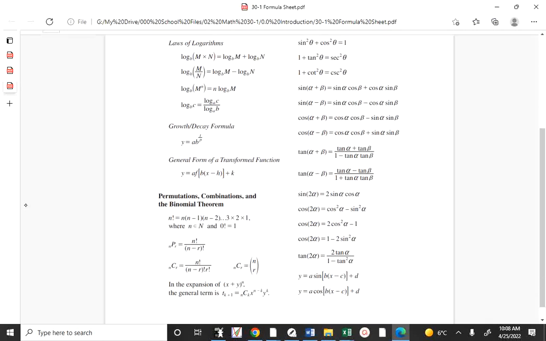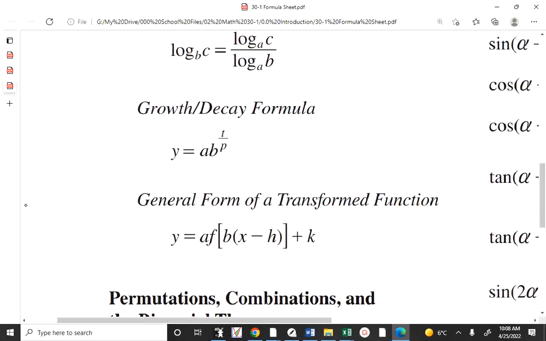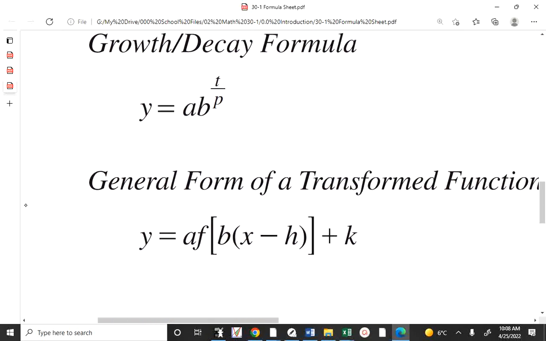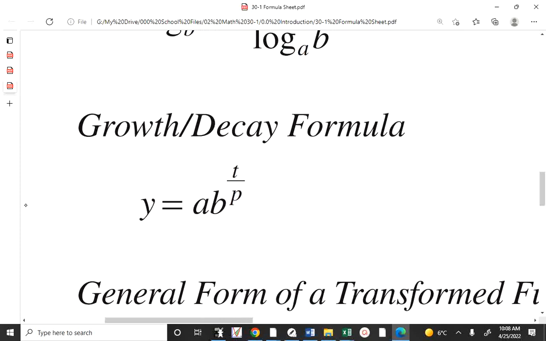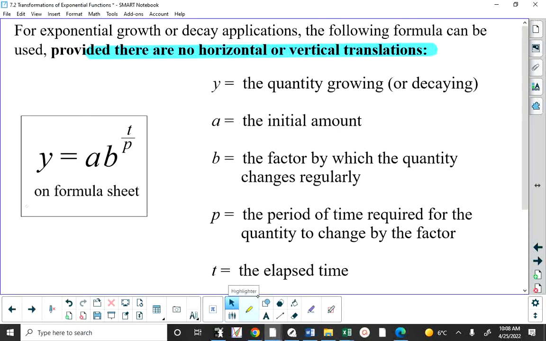And you look on the left-hand side, there is something called growth and decay formula. It's just above the general form of a transform function, and there it is. And they use B for the base. So we have to get over it. We have to just deal with it. But you'll notice that something else has been added. It's no longer just raised to the t, it's raised to the t over p.